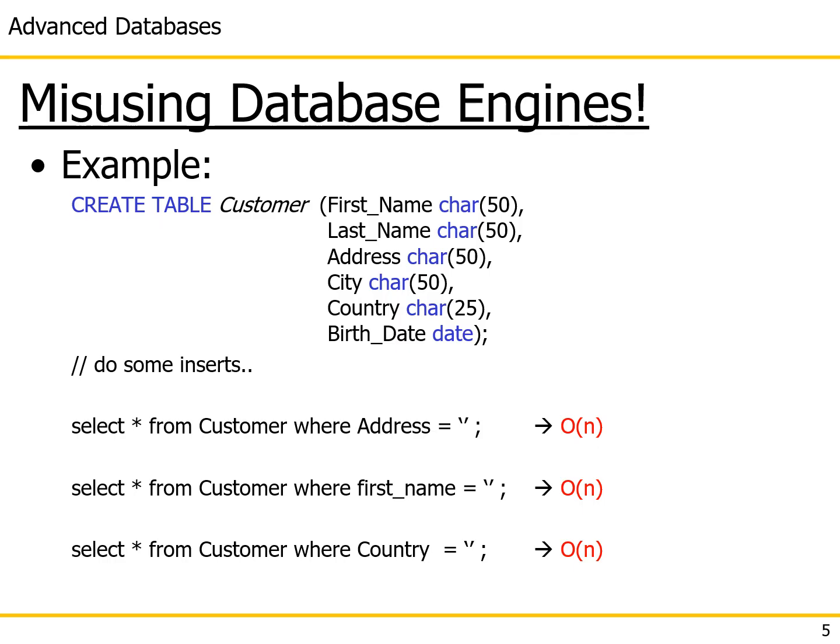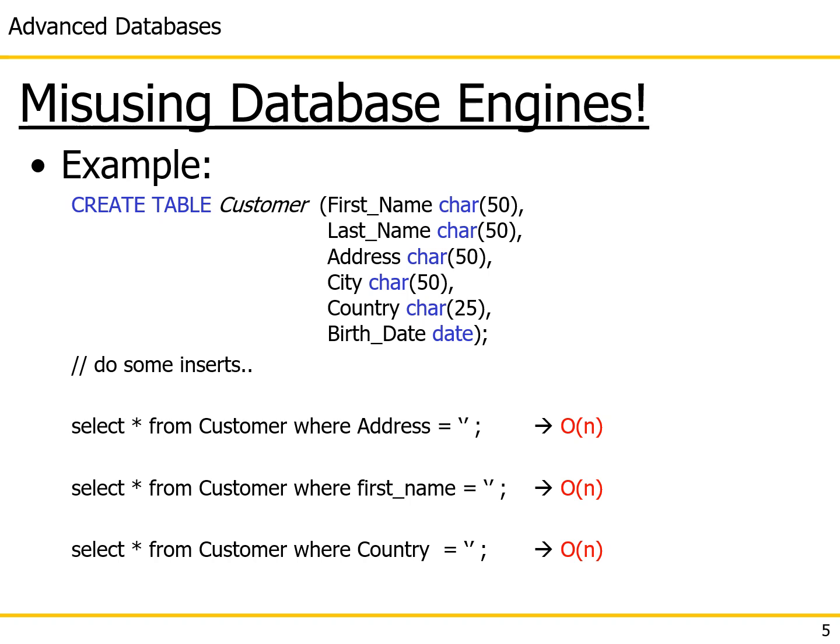Suppose you do an exercise in identifying entities in a specific problem domain, and you identify this customer entity, for which you create a relation with the following columns: first name, last name, address, city, country, and birth date. And the types are listed after each column.